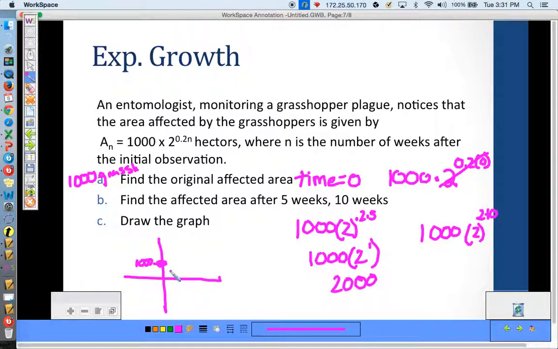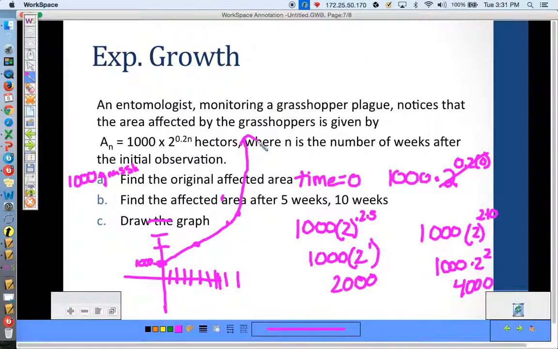So when it is 1, 2, 3, 4, 5 weeks, we'd have 2,000. And 0.2 times 10 would be 2, so 1,000 times 2 squared, so that'd be 4,000. Then 5, 6, 7, 8, 9, 10. So it's going to start going up quickly.